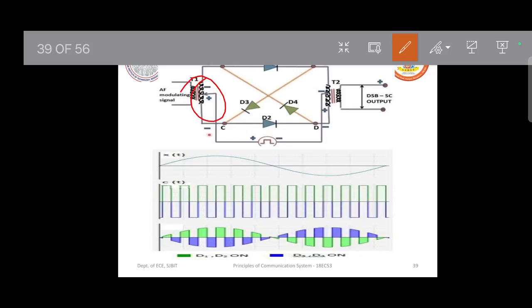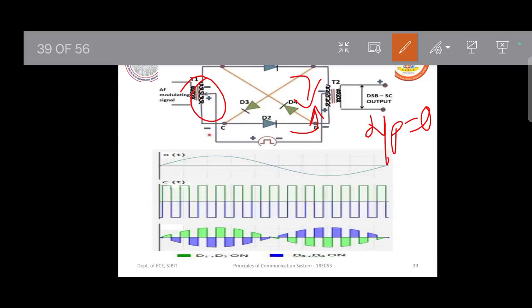So in that case, both D1 and D2 will be conducting and D3, D4 will go to off condition. Because of this, what you see is currents getting generated in these two directions, which are equal in amplitude but opposite in direction. That is why the output basically becomes equal to 0. Why? Because the current induced in the secondary winding of T2 will be opposing each other, as the primary winding currents in T2 are in opposite direction.